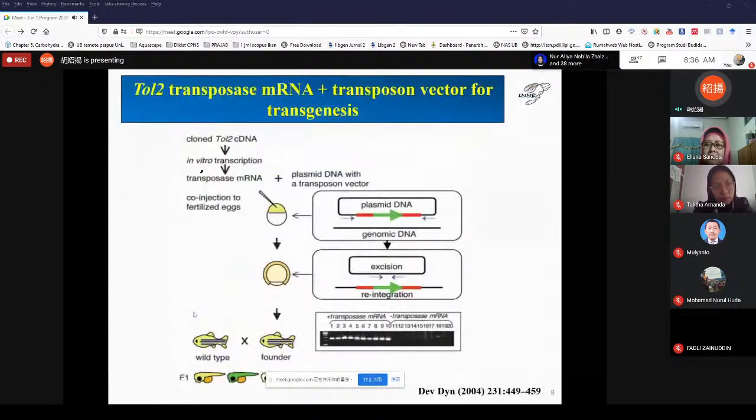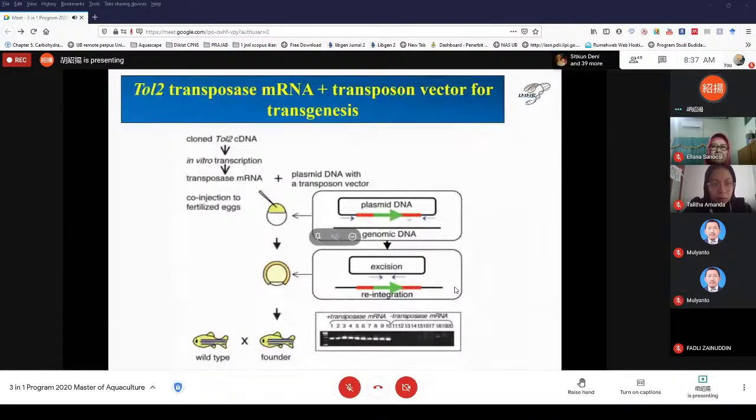But in zebrafish, how do we establish the transgenic fish? We prepare a messenger RNA, a transposase messenger RNA, together with the recombinant DNA construct containing a transposon element. So we inject the mRNA and recombinant DNA into the embryo. It's a plasmid DNA. The green arrow means your expression cassette, and the red lines mean the transposon element.